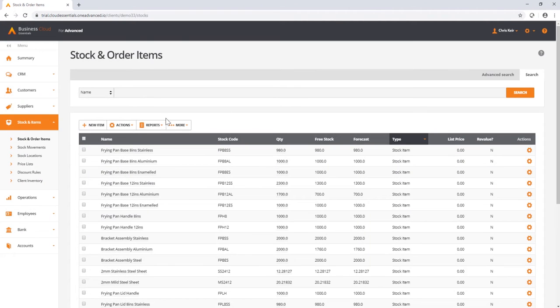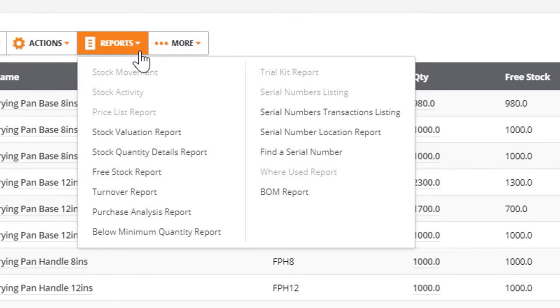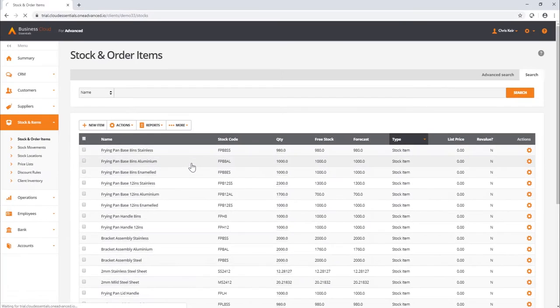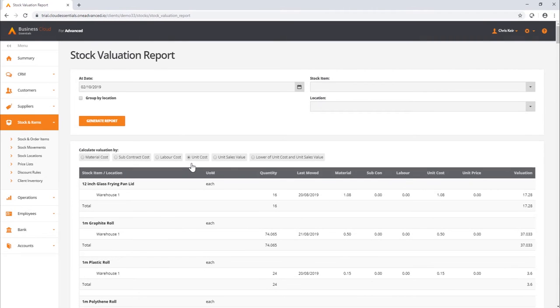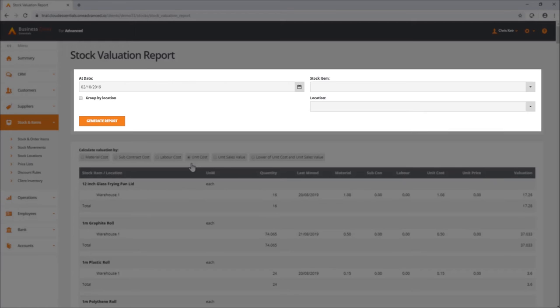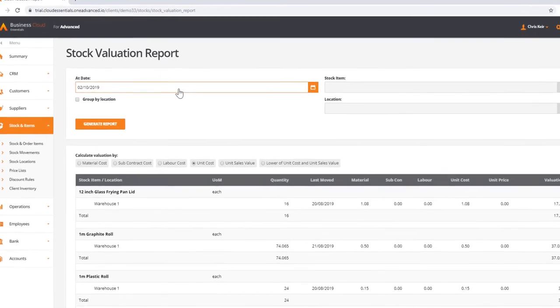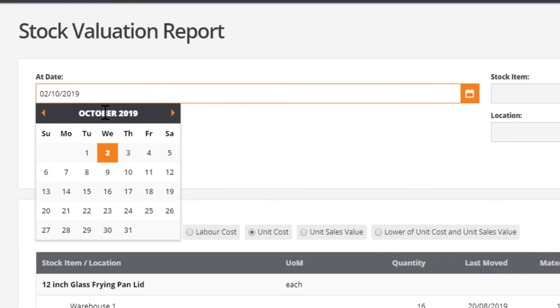Use the Stock Valuation Report for instant visibility of stock item levels, as well as the value of stock based on a variety of metrics. The filters at the top of the page are designed for more flexible reporting. The At Date field allows the user to see stock value at the time the report is generated, but also a specified date in the past or future.